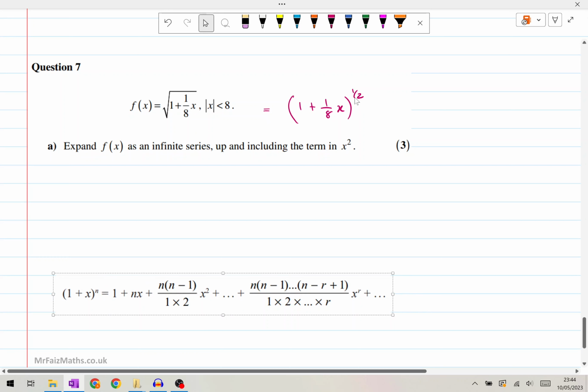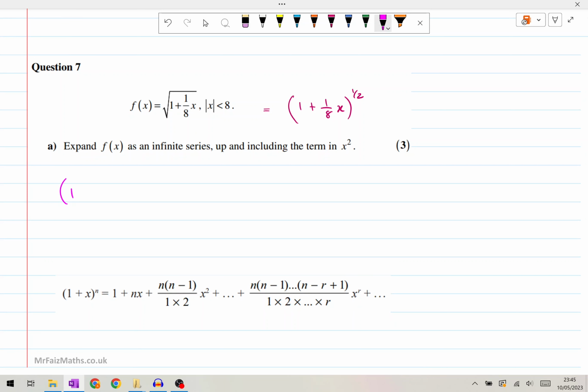Now, the first thing we need to check is that it does start with 1, and if it doesn't, then we'd have to take a term out. So in this case, we don't need to change this. We don't need to take any numbers out of this. So we can write (1 plus 1 over 8x) to the power half as equal to, now the numbers that we substitute here: our n is equal to half, n is whatever the power is, and the x term, I'll write this in inverted commas, the x term that we have is actually 1 over 8x.